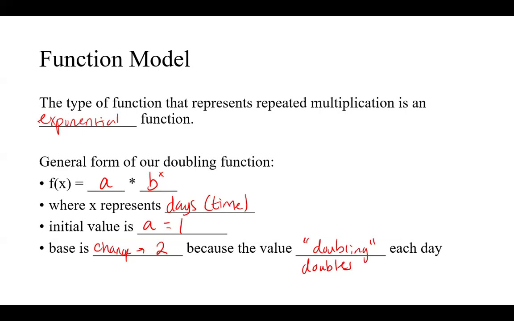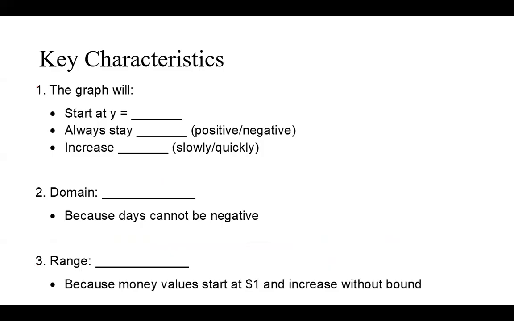All right, so we're going to talk about the key characteristics of this function and what it would look like for our problem. I may have made it too slow, but the function would be y equals 1 times 2 to the x, and it's always going to be positive because the graph is increasing, right? Quickly, our domain would be from 0 to infinity, and the range would be from 1 to infinity. The reason it's at 1 is because the money starts at 1, the dollar value.